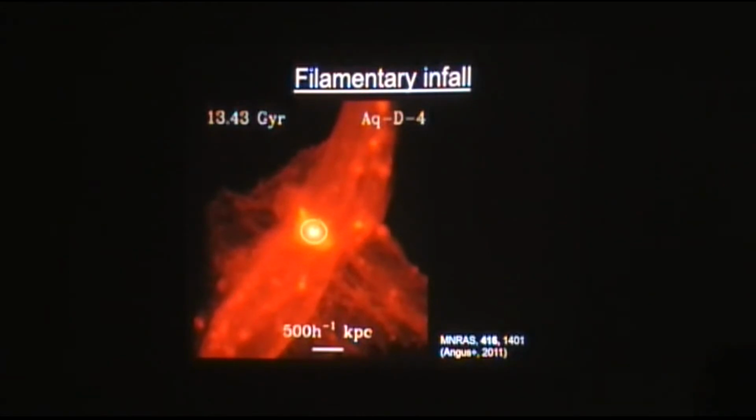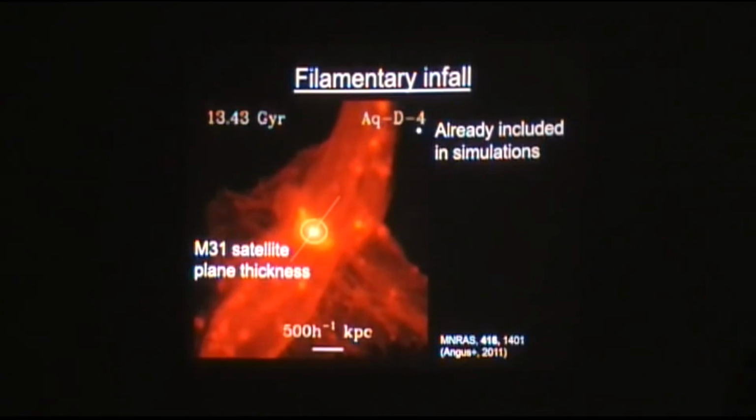So in the standard model, for example, you get these filaments of dark matter crisscrossing the universe because of gravity pulling them together. But this is not a very good explanation because the thickness of the Milky Way, of the Andromeda plane of satellites is as thin as this line, and it's roughly as extended. So what this means is that the filaments in the real universe are much thicker than the satellite plane. And anyway, this process of filamentary infall was already included in the simulation, so that can't be a legitimate reason.